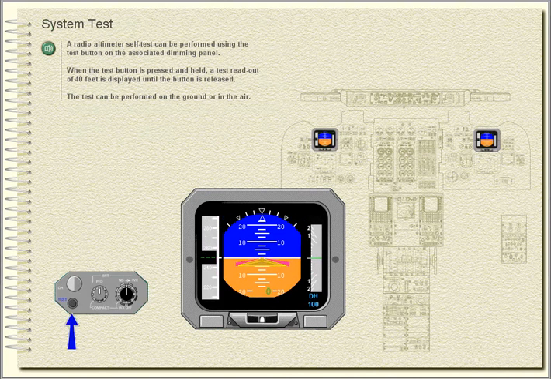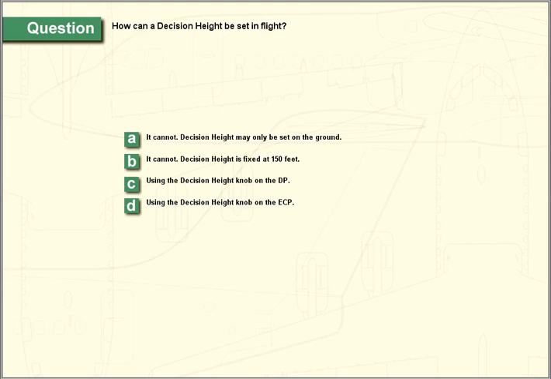System test. A radio altimeter self-test can be performed using the test button on the associated dimming panel. When the test button is pressed and held, a test readout of 40 feet is displayed until the button is released. The test can be performed on the ground or in the air.